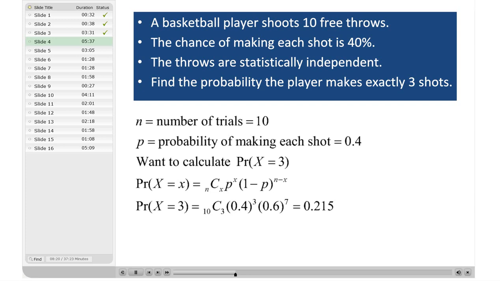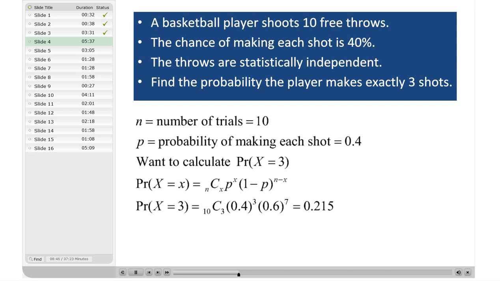One thing that we haven't discussed yet is little x. So if capital X represents the random variable, which is the number of shots that this basketball player makes, what does lowercase x stand for? Well, in probability theory, lowercase x usually stands for some specific number that you're interested in. For example, in this problem, we're interested in the number 3. And so lowercase x here is equal to 3.